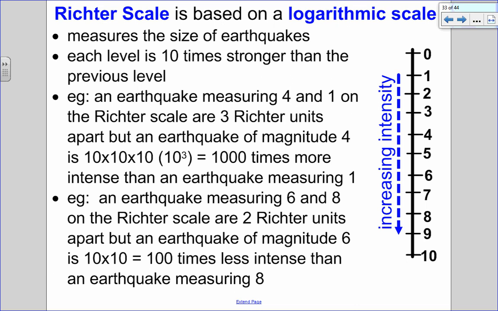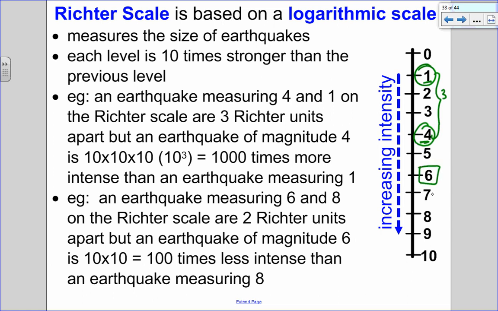So for example, if we have an earthquake measuring 4 and 1 on the Richter scale. Now this is nice because we're just increasing. So 4 is 3 units bigger than 1, which means the intensity is 3 factors of 10, or 10 cubed, which is 10 times 10 times 10, or 1,000. So a Richter scale of 4 is 1,000 times more intense than a Richter scale of 1.